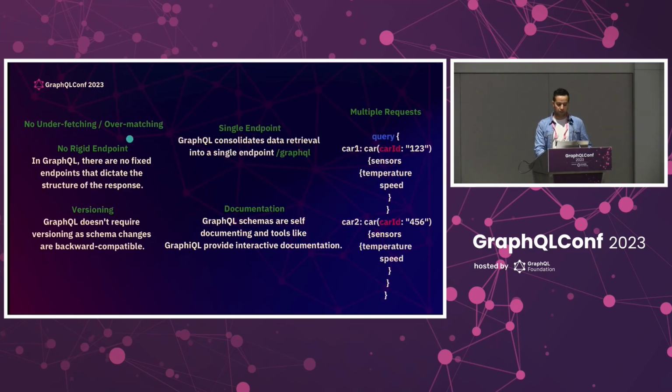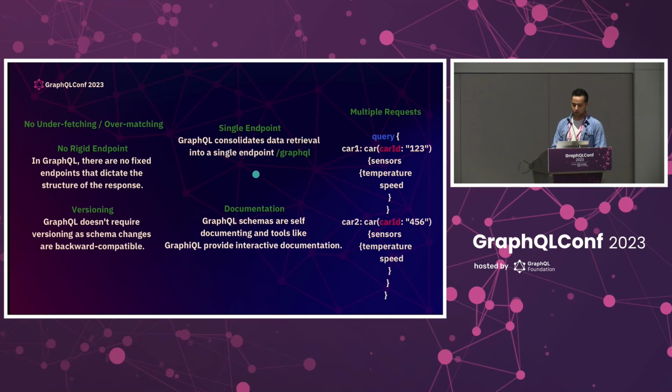There was no underfetching or overfetching in GraphQL. There are no rigid endpoints, as GraphQL has no fixed endpoints; the structure of the response is dictated by the query. Versioning as well: GraphQL doesn't require versioning as the schema changes. And single endpoint. The good thing about everything is that, because our model uses different data, we have to use different data many times in order to train our model. And the single endpoint was a blessing in that situation, where we just needed to change the query and we were good to go. We don't have to reinvent the wheel or create multiple endpoints.